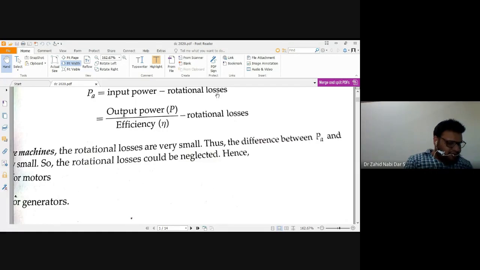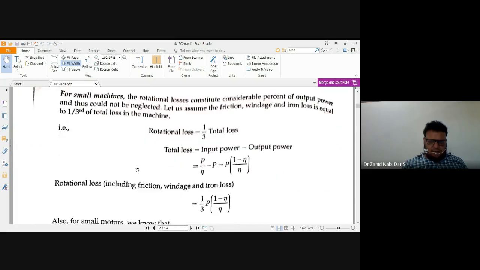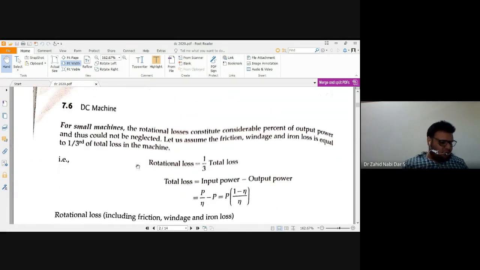So one thing is there now for generators. For small machines, the rotational losses are a considerable amount of the output power, and they could be neglected. So let's assume, for example, the rotational loss happens to be one third of the total loss. A rotational loss happens from friction, windage, and all.